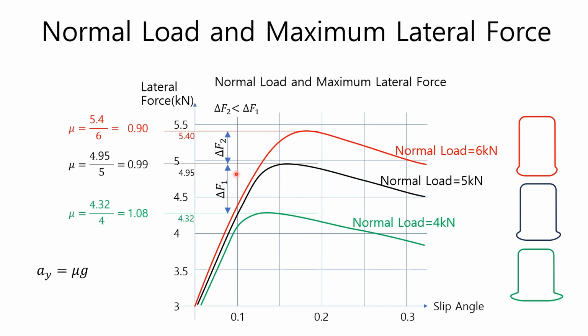Accordingly, the maximum lateral acceleration varies with normal load. Lateral acceleration is the friction coefficient multiplied by the gravitational acceleration. Therefore, as shown in the figure, when the normal load is 4 kN, the maximum lateral acceleration is 1.08 g, but this decreases to 0.99 g when the normal load is 5 kN, and to 0.9 g when the normal load is 6 kN. From what has been explained above, it can be seen that the larger the increase rate of the normal load, the smaller the increase rate of the maximum lateral acceleration that the tire can withstand.